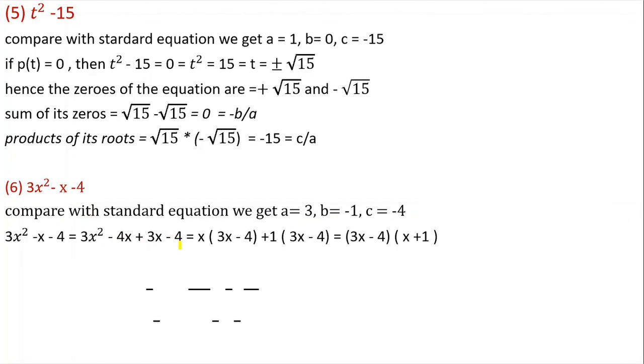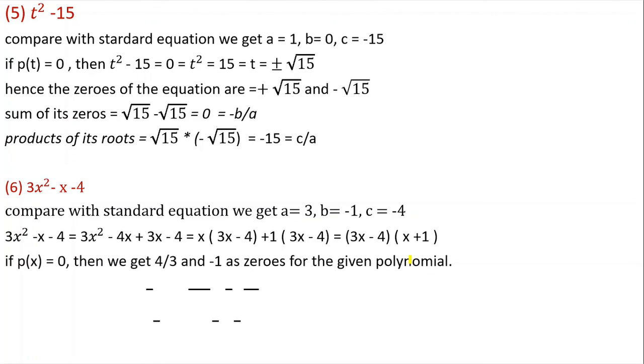Okay. Now, if I take x as common, then I am getting x into (3x minus 4) plus, if I take 1 as common, I am getting (3x minus 4). So in both terms I am taking 3x minus 4 as common, then I am getting (x plus 1) into (3x minus 4). Okay. When I equate it to 0, I am getting 3x minus 4 equal to 0 and x plus 1 equal to 0. So the values of x are 4 by 3 and minus 1. So these are the two values of x at which the given polynomial equation becomes 0.